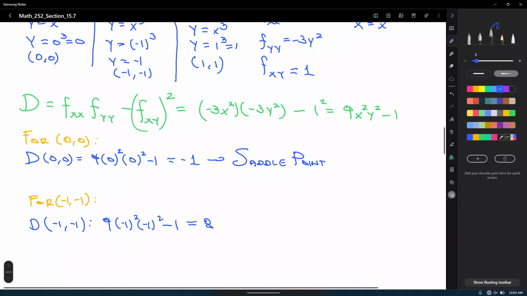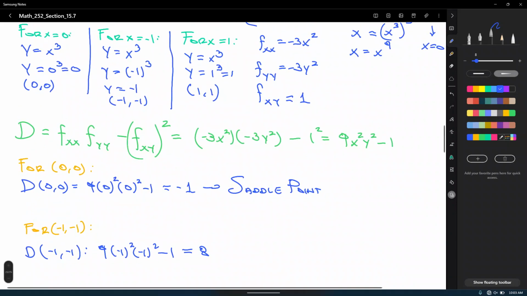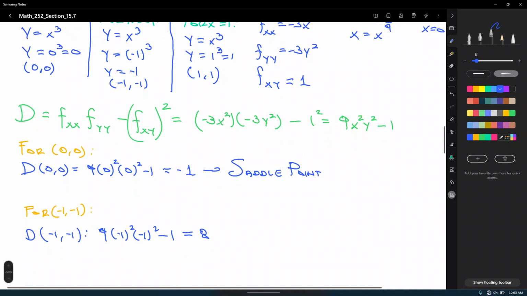So now we need to evaluate the second derivative with respect to x at the given critical point. Let me use f double x, which is this guy right here. So f double x at the point negative 1, negative 1 is negative 3 times negative 1 squared, which equals negative 3. So what do we have? D positive and the second derivative negative. That is concave down, which means relative max.